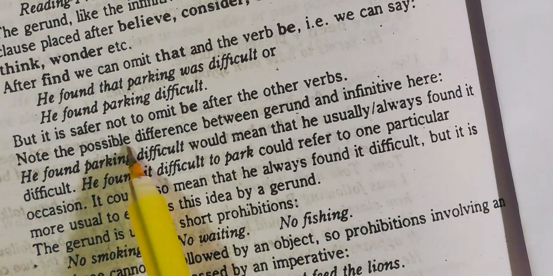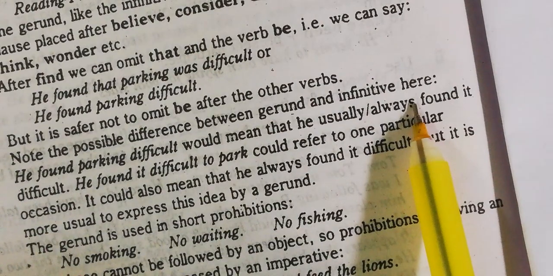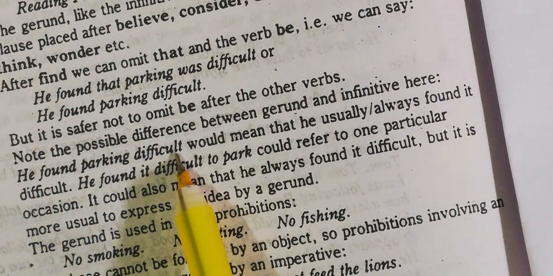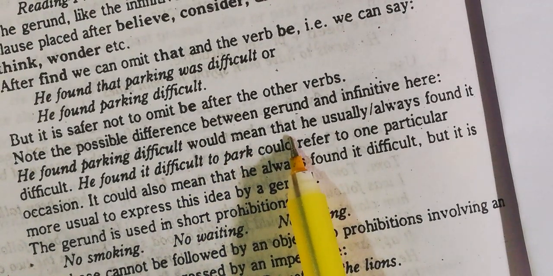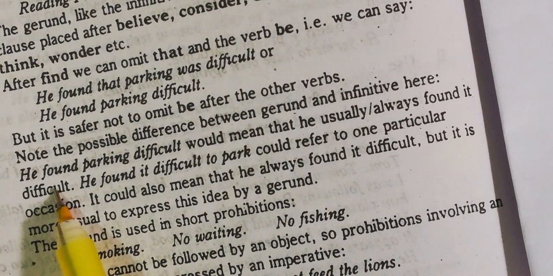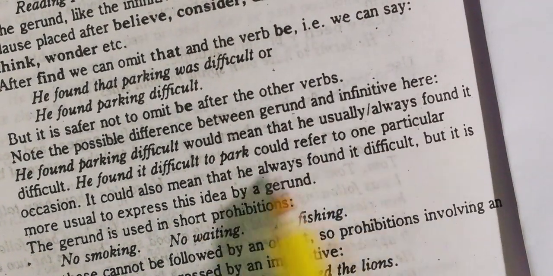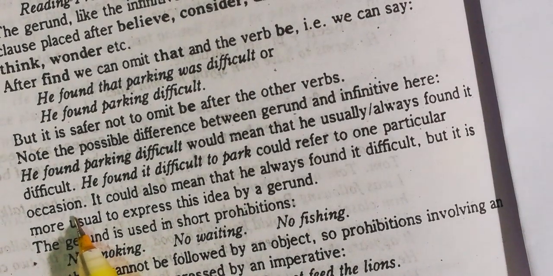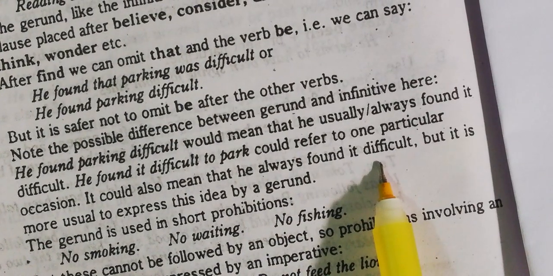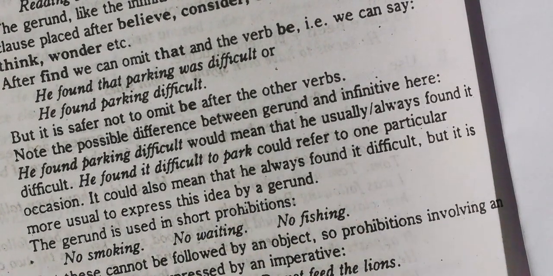Note the possible difference between gerund and infinitive here. For example, he found parking difficult would mean that he usually or always found it difficult. He found it difficult to park could refer to one particular occasion. It could also mean that he always found it difficult. But it is more usual to express this idea by a gerund.